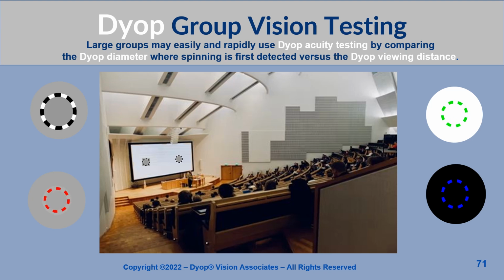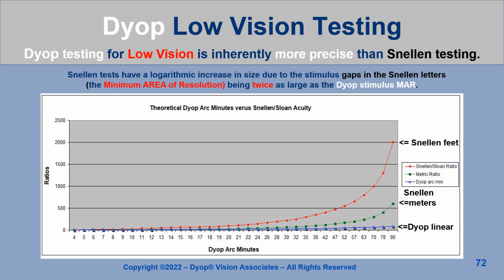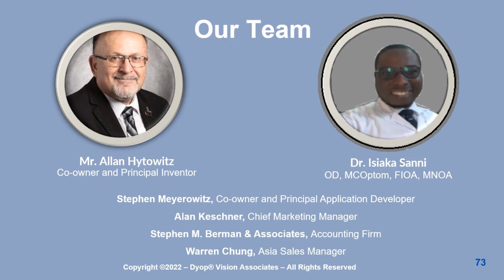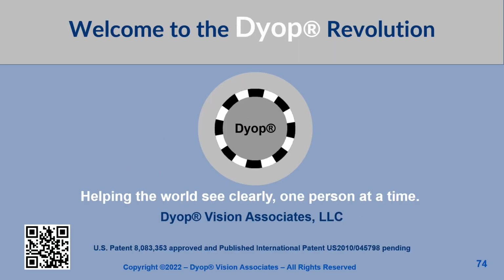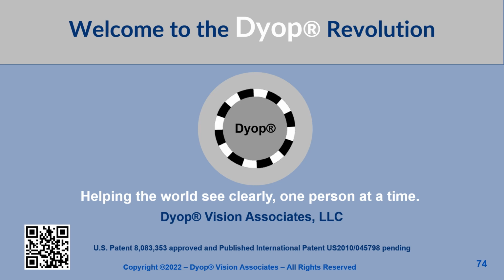Large groups may easily and rapidly use Dyop acuity testing by comparing the Dyop diameter where spinning is first detected versus the Dyop viewing distance. Dyop testing for low vision is inherently more precise than Snellen testing because the Dyop test doesn't have the bloated logarithmic curve of a Snellen test. Our goal is for the Dyop test to become the 21st century standard for global vision testing. Welcome to the Dyop revolution, helping the world see clearly, one person at a time.